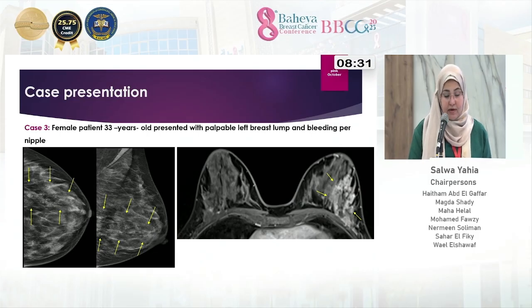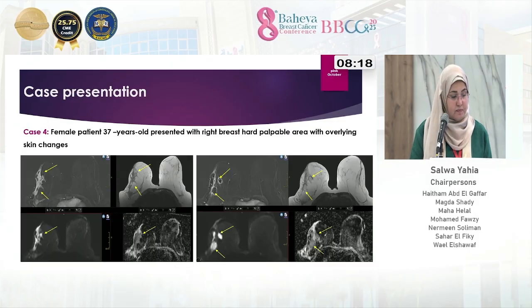Further dynamic MRI was done to detect the multicentricity and bilaterality, showing left breast, lower outer quadrant, segmental area of heterogeneous non-mass enhancement extending anteriorly to the nipple.